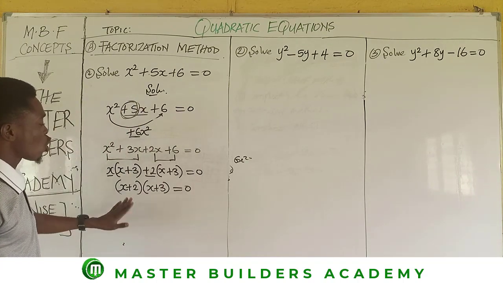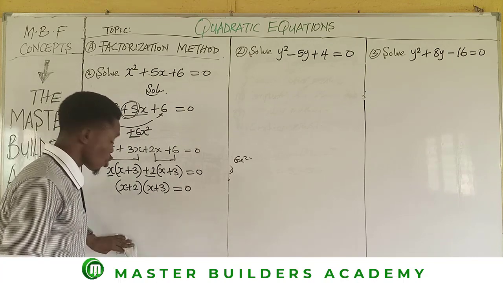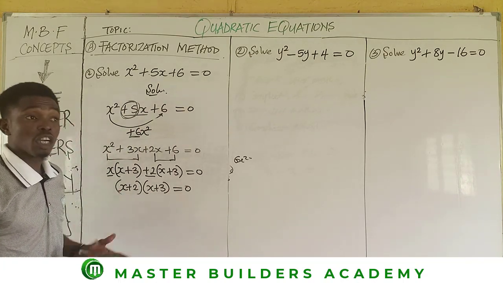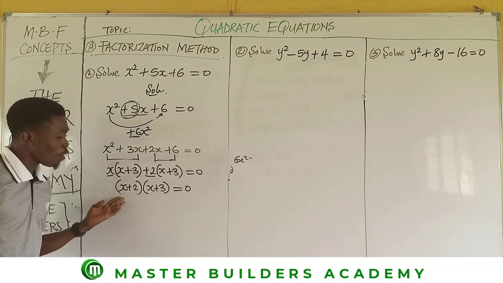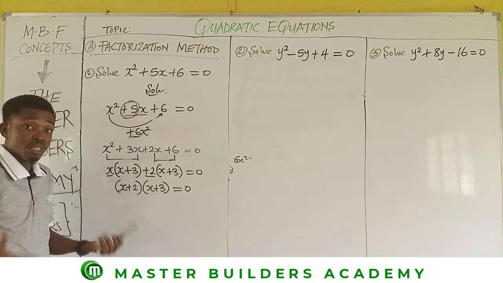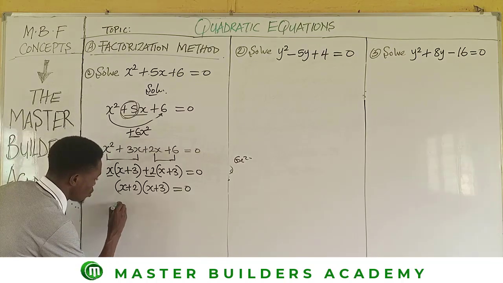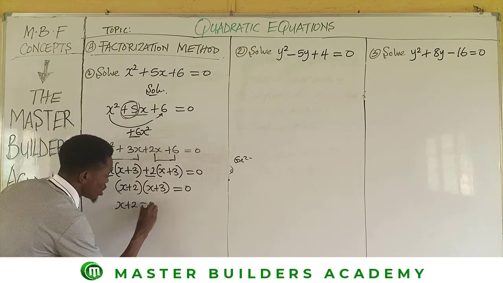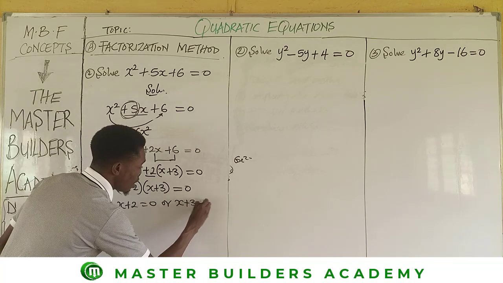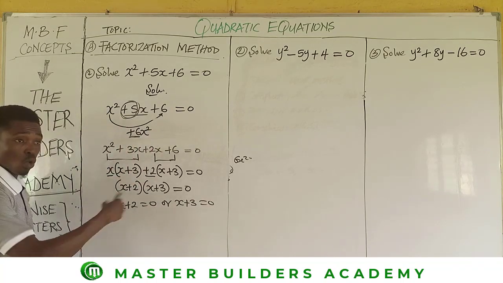Now, here is where we come to find the roots of the equation. Now that you have successfully factorized this equation, all you need to do is that for the product of 2 functions to be equated to 0, that means one of the functions must be 0 in itself. Therefore, we assume it is either x plus 2 is equal to 0 or x plus 3 is equal to 0. All we need to do now is to collect like terms.